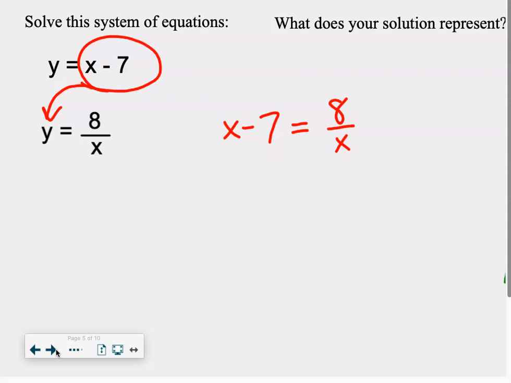Now, I want to get rid of that x that's on the bottom. How do I get rid of an x that's on the bottom? Multiply both sides by x. Not by 8, x. It doesn't get rid of the x, but multiplying by x gets rid of the x, right? I do this. Great.